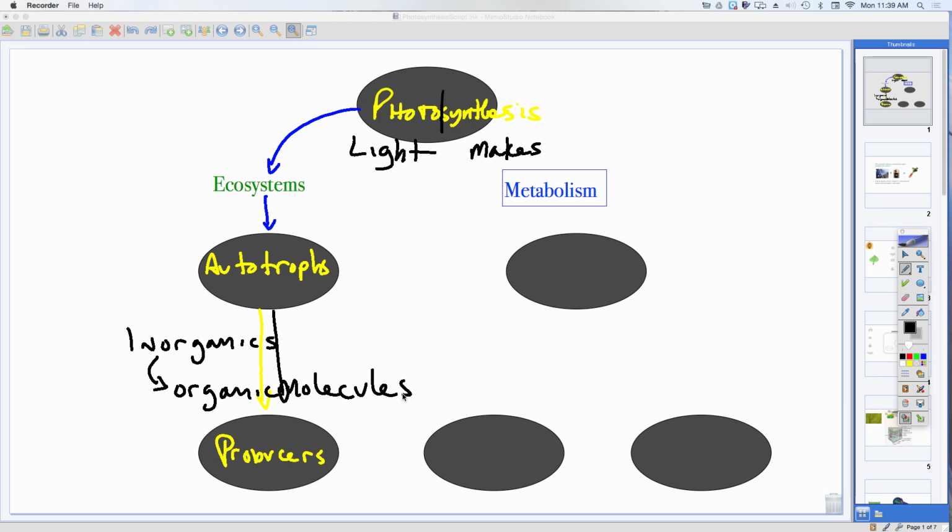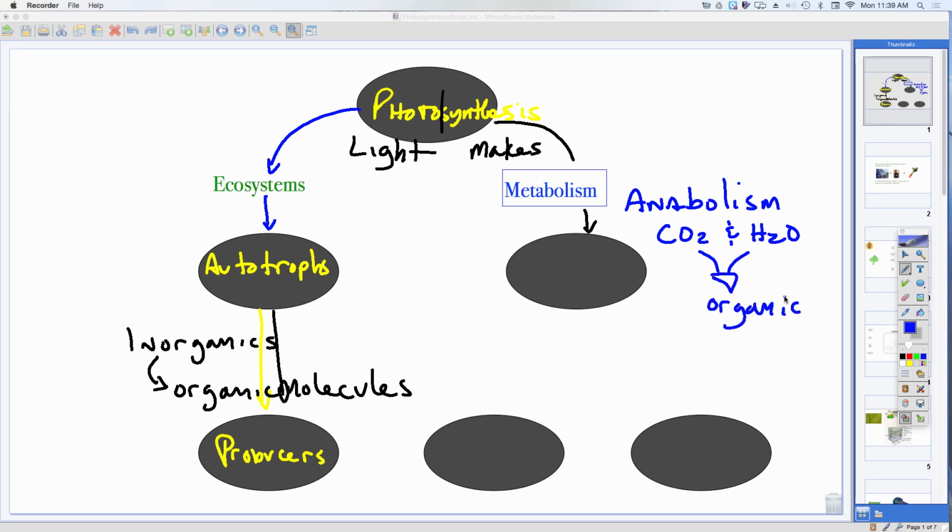In this lecture, I'm going to focus on photosynthesis in terms of its metabolic process. And photosynthesis is a process that does anabolism because it builds molecules from smaller molecules. It takes carbon dioxide and water and converts it into larger organic molecules. And the bulk of this discussion will be about this process.